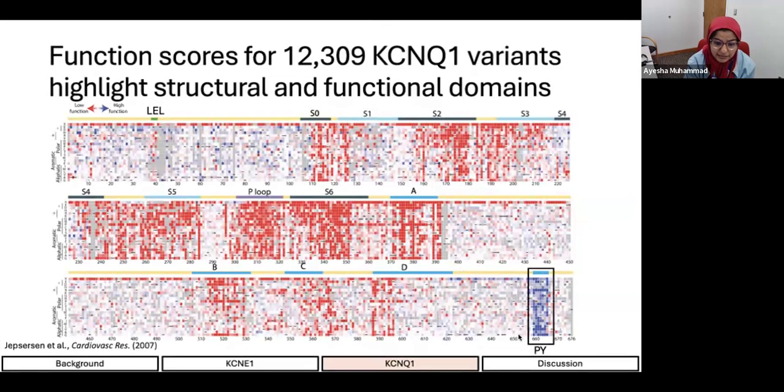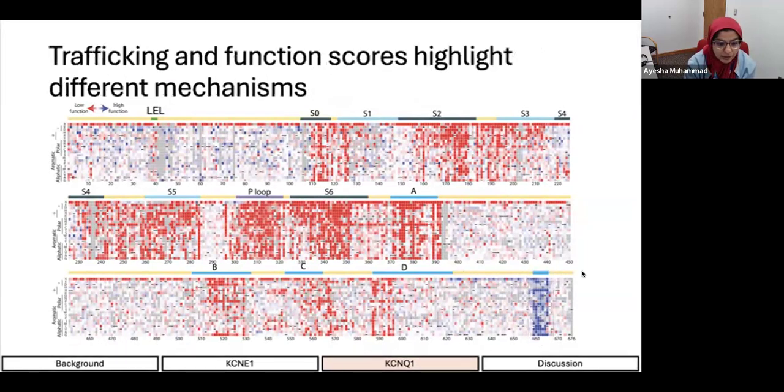The second domain is the PY ubiquitination motif, and loss of function variants in this domain abolish ubiquitination, and ubiquitination is a mechanism by which the protein is degraded in the cell. So once you abolish the degradation, you get an increased amount of protein and thus an increased amount of function in the cell. The trafficking and function scores do highlight slightly different mechanisms as well. So this is the functional heat map that I was demonstrating to you earlier.